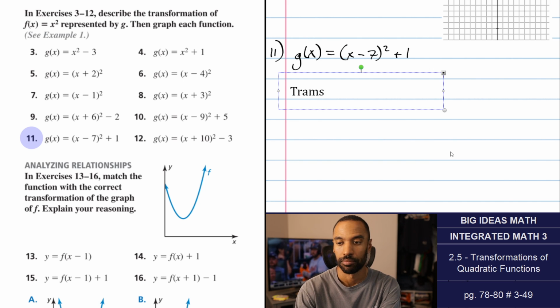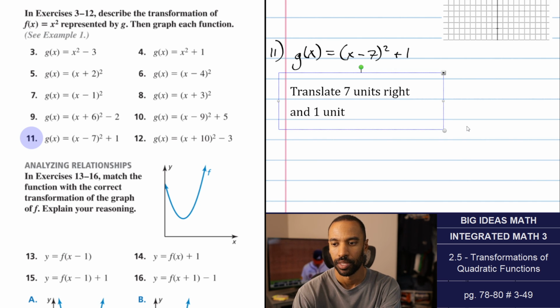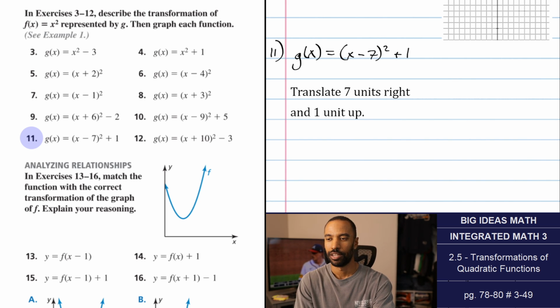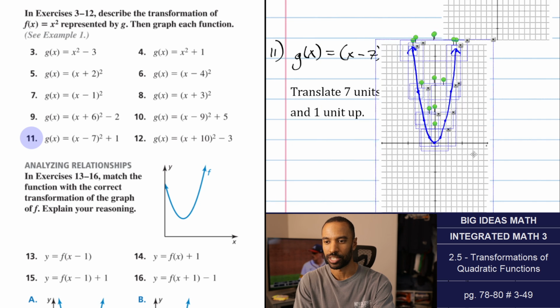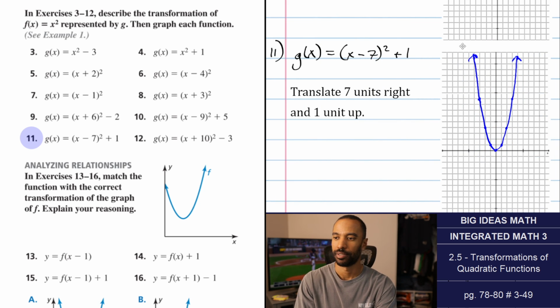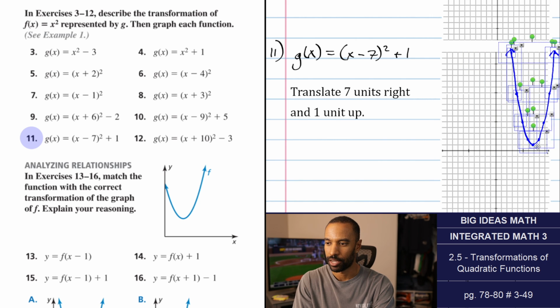Maybe you're ahead of me. Maybe you're going faster than I am. Translate 7 units right and 1 unit up. This might have a little bit of cutoff, technically, from what the original graph would have been. Let's see. Let's go 7 right and 1 up. So we go over to 7 right and 1 up right here.